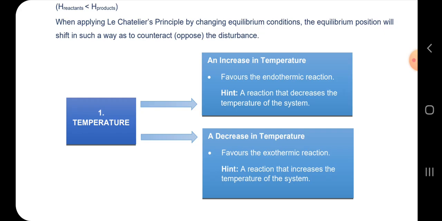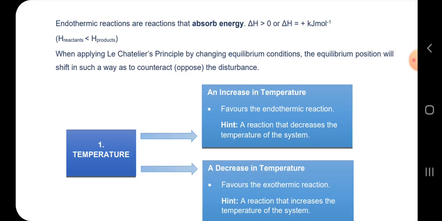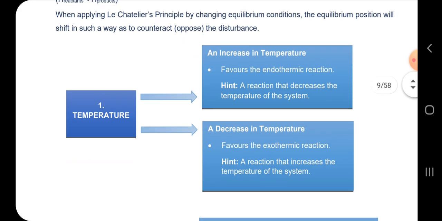So you are trying to increase the temperature, the system itself will try to decrease the temperature, and that's where it will favor the endothermic reaction, whereby the product is stronger than the reactant. So you are trying to increase the temperature, but what does the system do? It tries to decrease the temperature of the system.